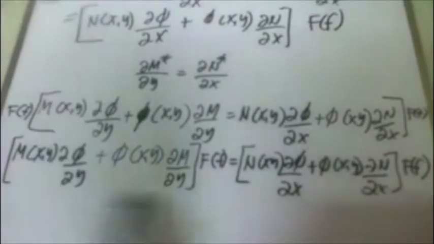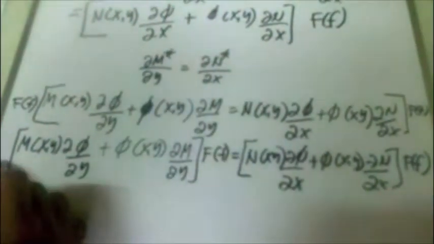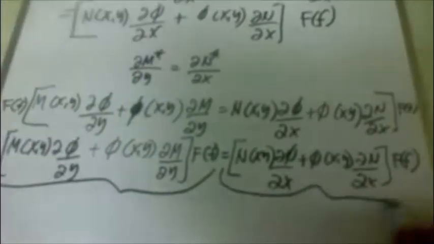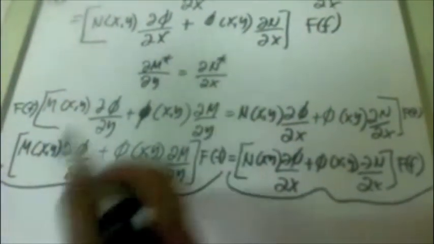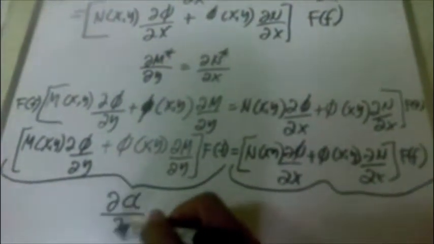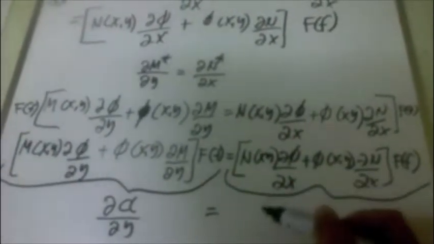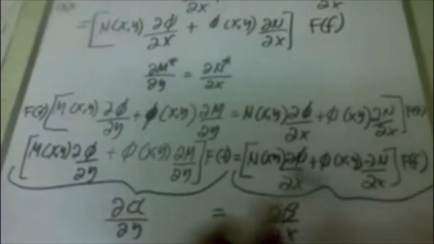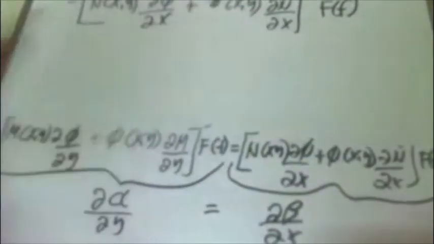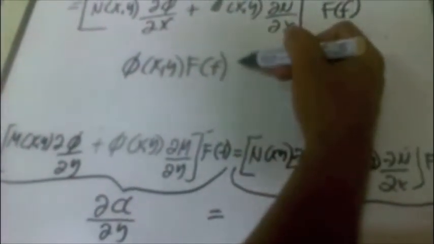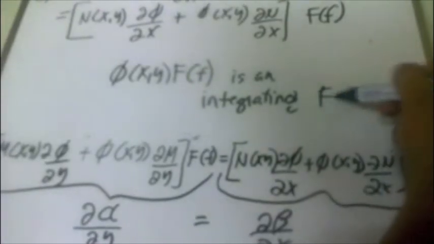Okay, so we derived this equation, and if you remember, the notation on the left is equal to the partial derivative of alpha over partial y, and we will not forget the equation sign, and the notation on the right is equal to the partial derivative of beta over partial x. You can see these are just the same terms, so we will erase this first. We now arrive at our conclusion that phi of x and y multiplied by the function f is an integrating factor.